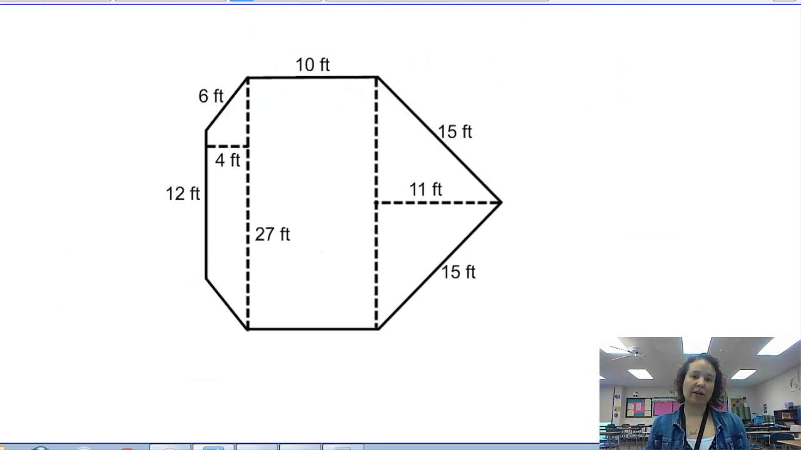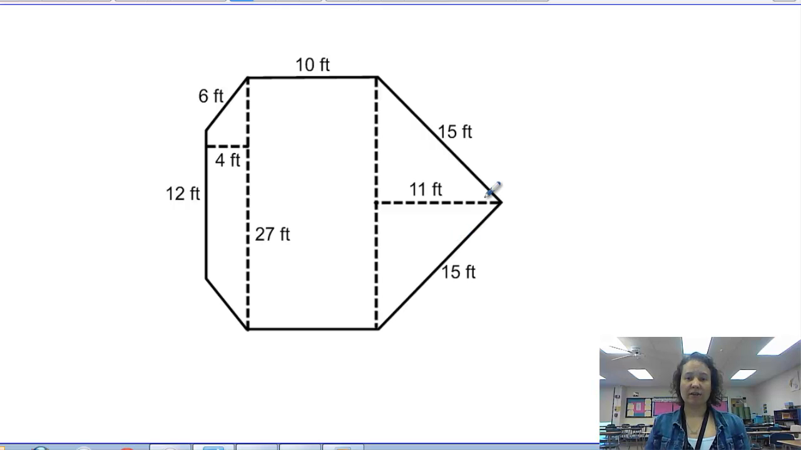My last example here is an irregular figure. When I find the area of an irregular figure, I'm going to divide it up into parts that I already know how to find area of, and then I'm just going to add all those areas together. So you can see this crazy figure right here can be divided up into a trapezoid over here on the side, a rectangle in the middle, and then a big triangle over here.